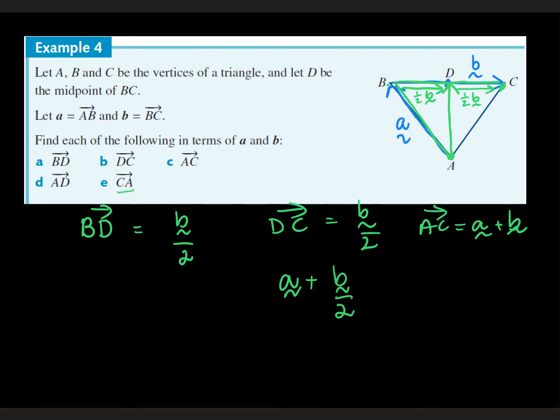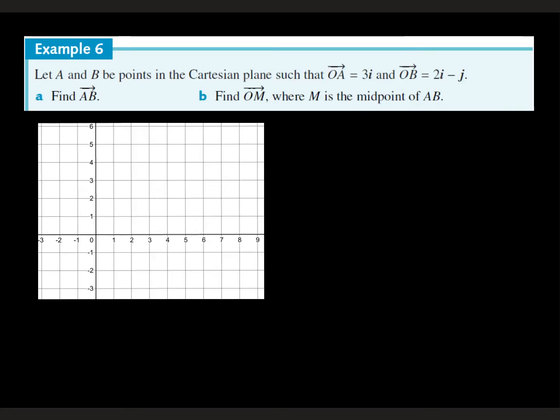And final one, C to A. So if I'm going here to here, well I'm going to have to go backwards along b, aren't I? So it's going to be -b, and then backwards on a, -b minus a.